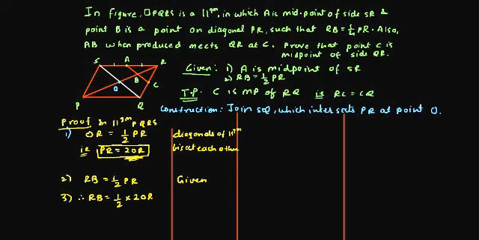सॉरी. आई एम वेरी सॉरी. इसमें एक मिस्टेक हो गई है मुझसे, एंड वो ये है दैट इट इज़ गिवन टू अस दैट आर बी इज़ 1/4 ऑफ पी आर. सो आर बी इज़ 1/4 ऑफ पी आर, एंड इंस्टेड ऑफ पी आर, ये पी आर के जगह पे हम लोग 2OR लिख सकते हैं. We can write 2OR in place of PR.